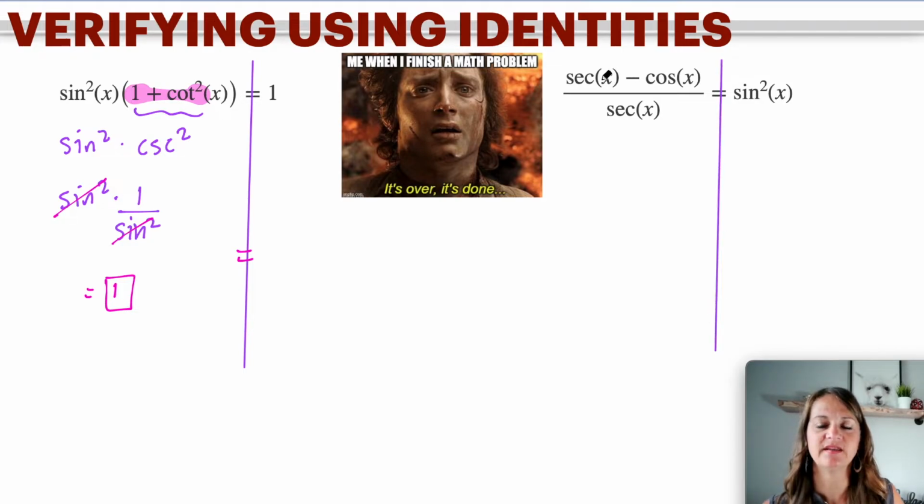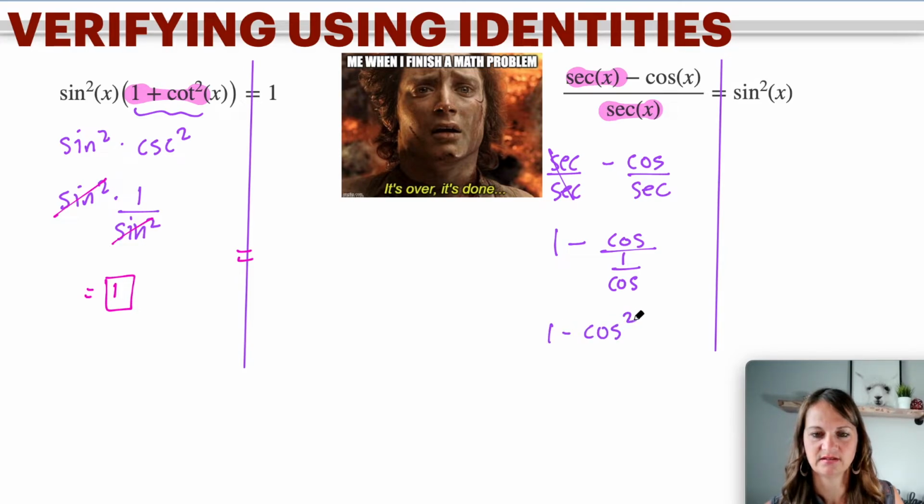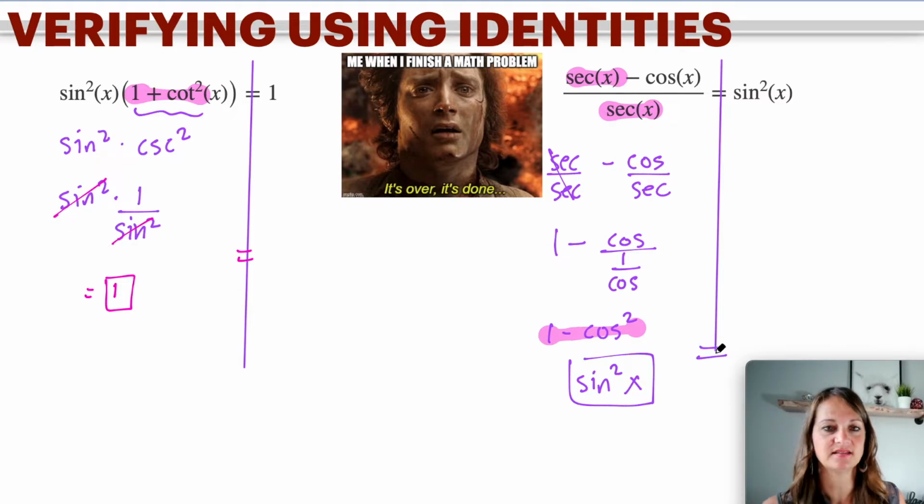On the right-hand side, instead of turning everything into cosine and sine, I notice that if I split this into 2 fractions, secant divided by secant gives me 1. And then here I have cosine divided by 1 over cosine, which is 1 minus cosine squared. And that itself is an identity, which is secant squared, which we have now verified the right-hand side.